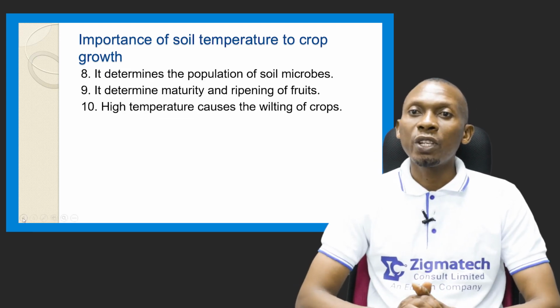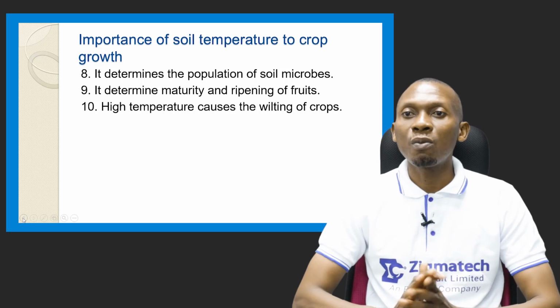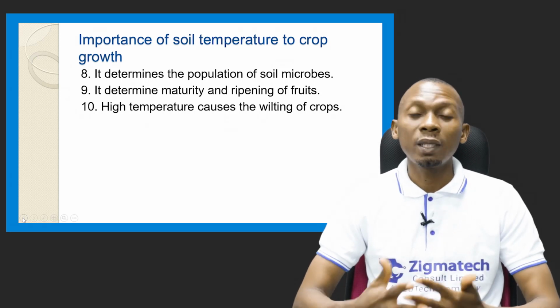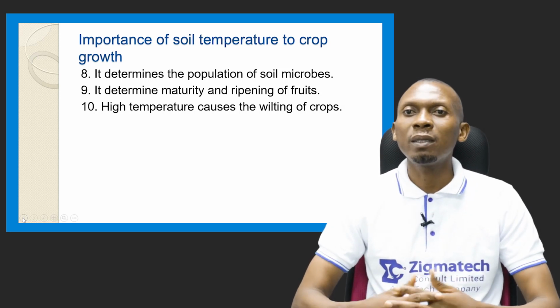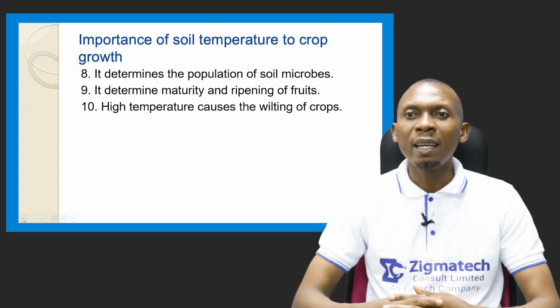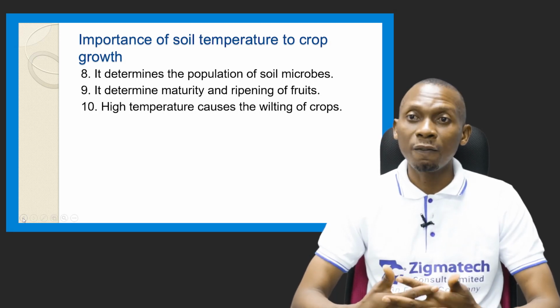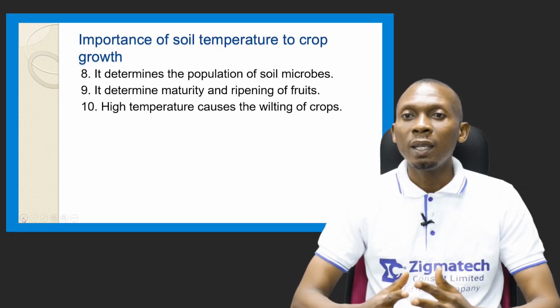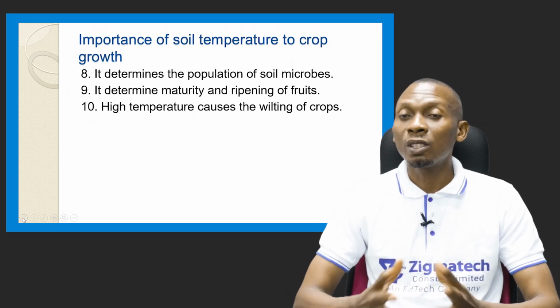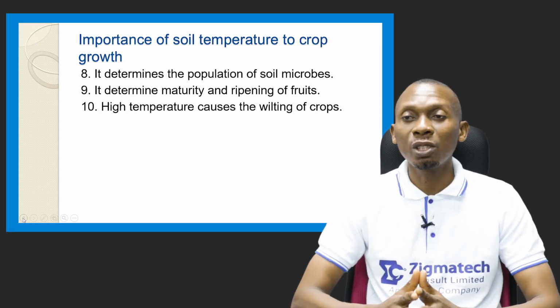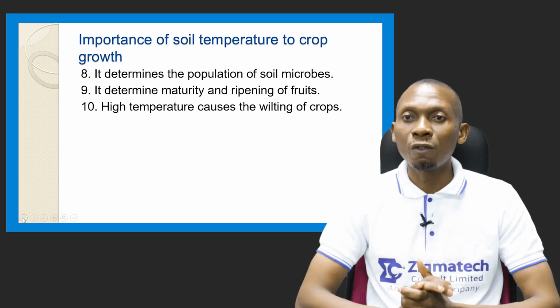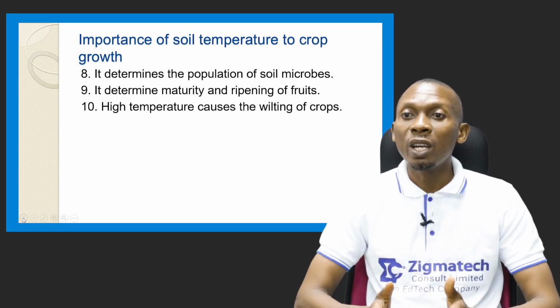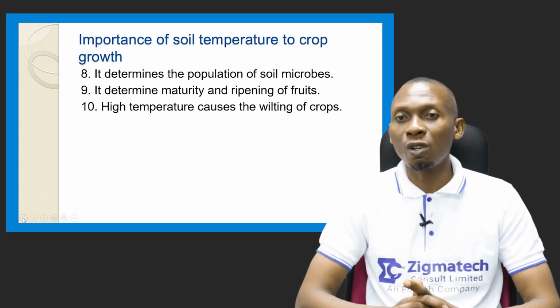Soil temperature helps to determine the population of soil microbes. When the temperature is too high, the survival of certain microorganisms found in the soil is affected. So their population will be affected because of extreme temperatures. Soil temperature also helps to determine the maturity and ripening of fruits. And it also causes wilting of crops.